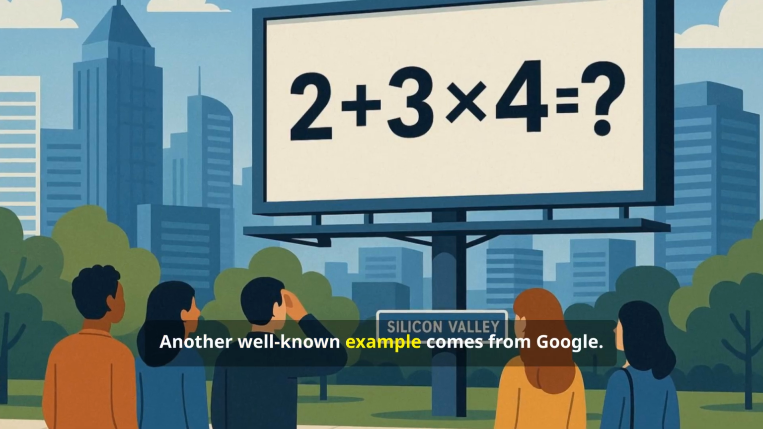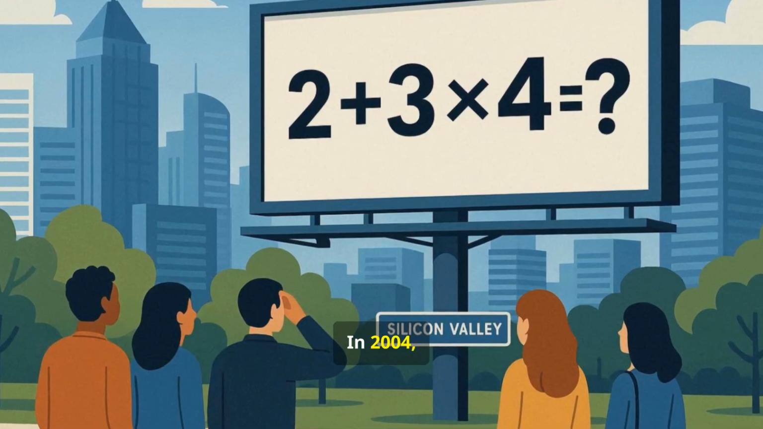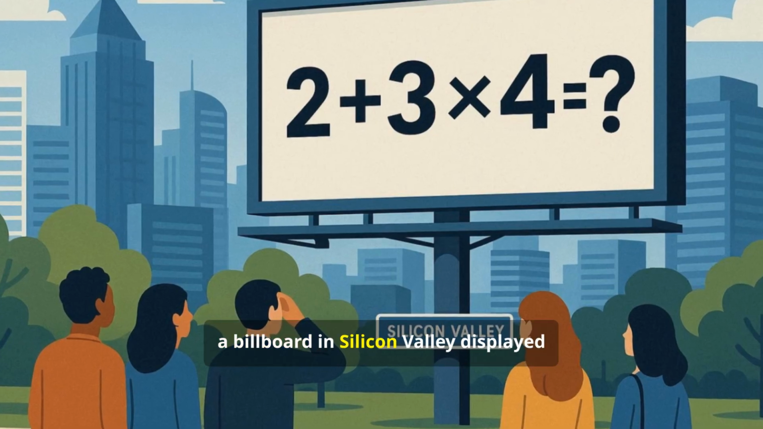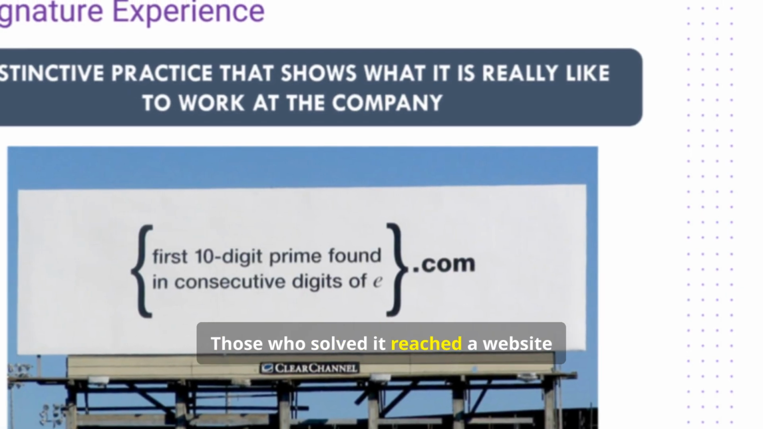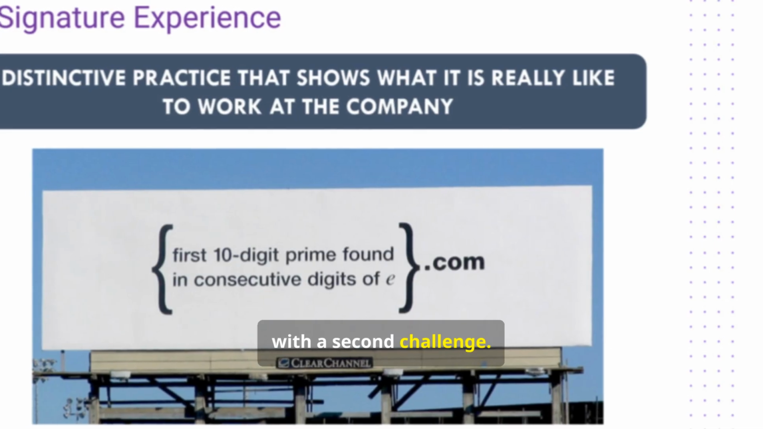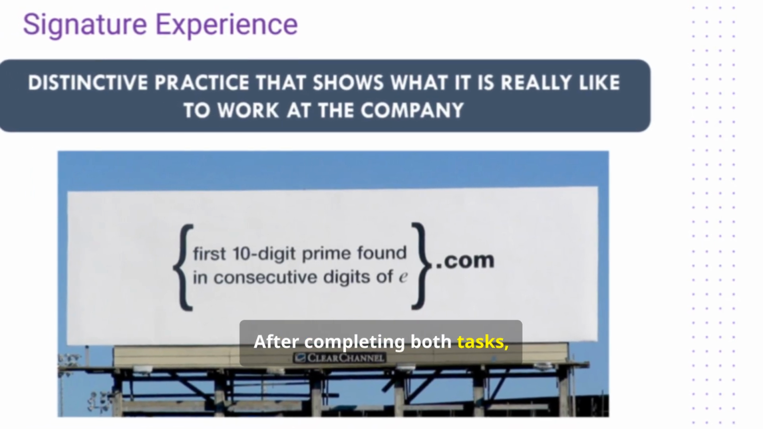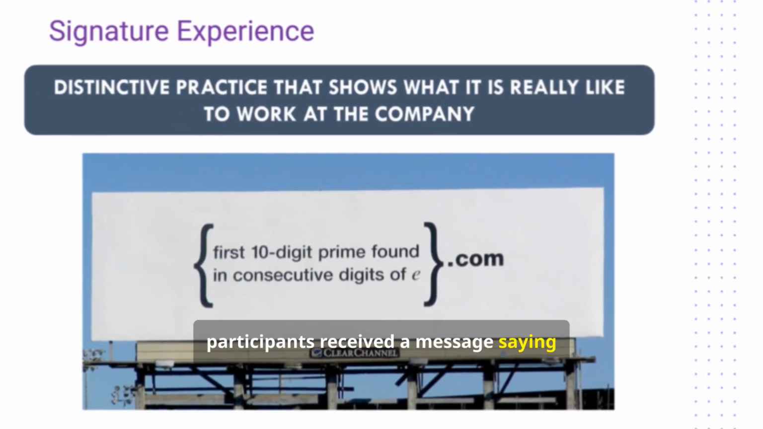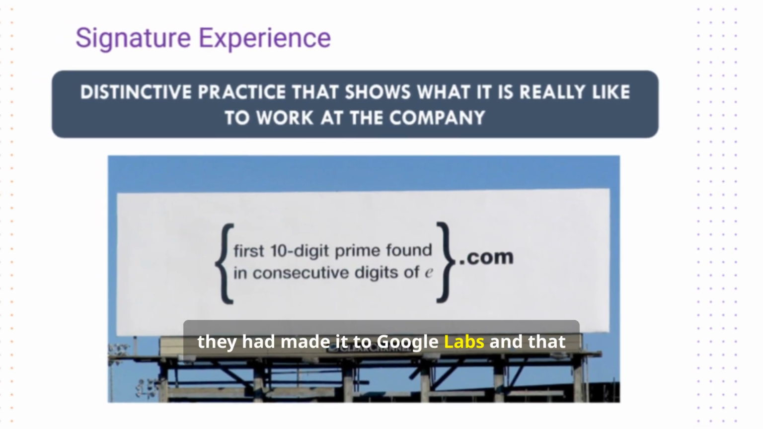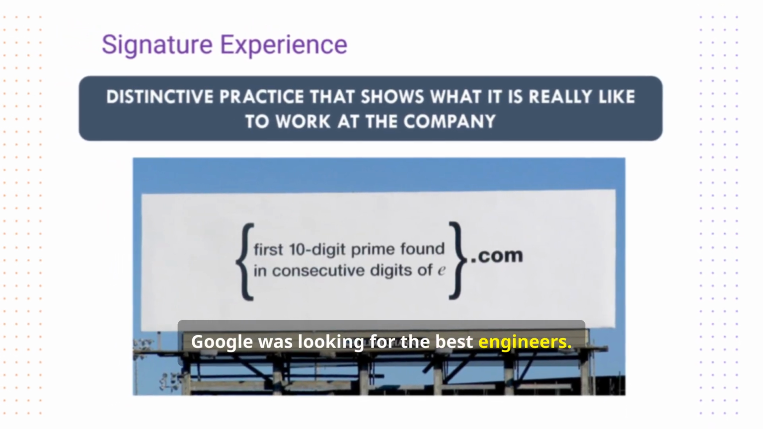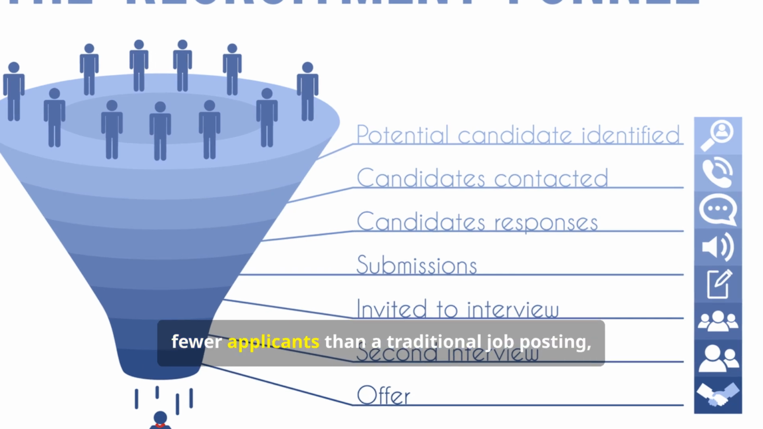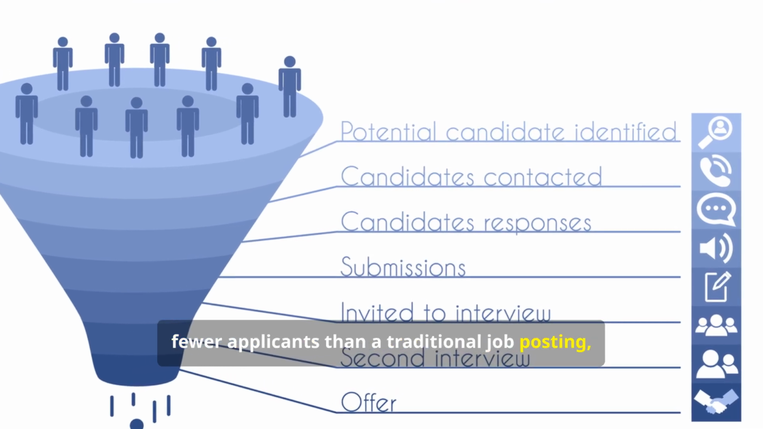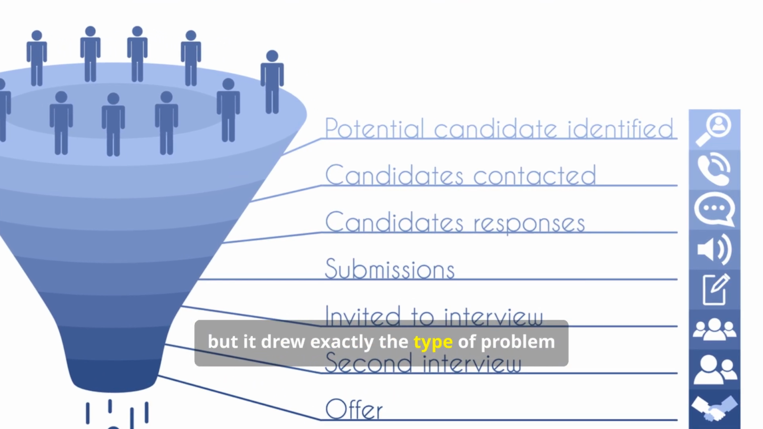Another well-known example comes from Google. In 2004, a billboard in Silicon Valley displayed a mathematical puzzle. Those who solved it reached a website with a second challenge. After completing both tasks, participants received a message saying they had made it to Google Labs and that Google was looking for the best engineers. This recruitment method attracted far fewer applicants than a traditional job posting, but it drew exactly the type of problem solvers Google wanted.